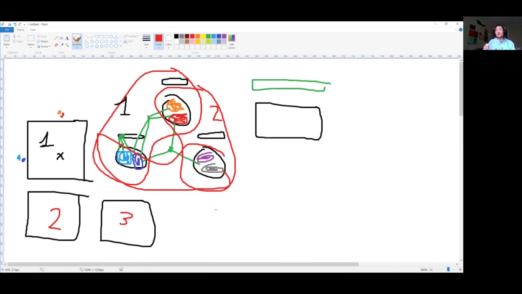Yeah, I don't think I can go into too much detail right now. It's fairly complicated.